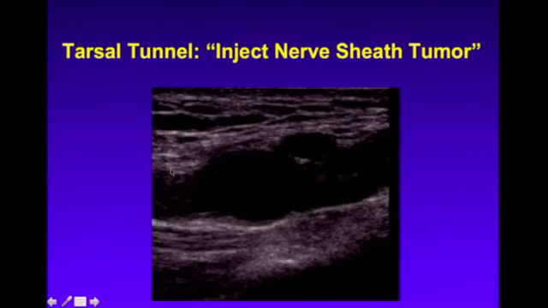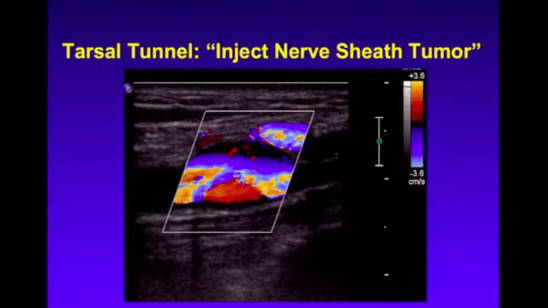But in long axis, it didn't look like a ganglion because it lengthened out into a tubular structure. What are we going to do? Put on the Doppler. And this was a vessel. This was a big vein sitting within the tarsal tunnel, pushing on the nerve.